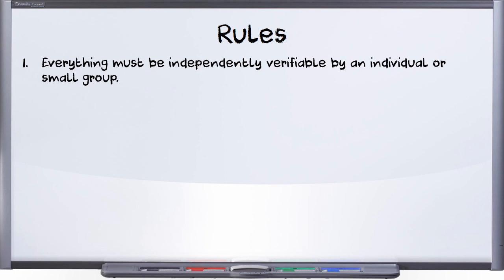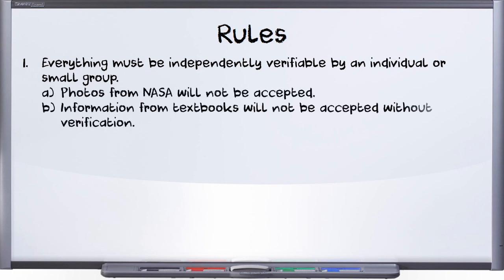But we can't rely on something that you need a government agency for or anything like that. So we won't be accepting photos from NASA. You can't independently verify those. And information from textbooks or ancient texts or any kind of stories on the internet will not be acceptable unless they can be independently verified by an individual. So if a textbook tells you a piece of data, that's not reliable unless the textbook tells you how to go and measure that yourself and you can verify it. Then that would be acceptable.